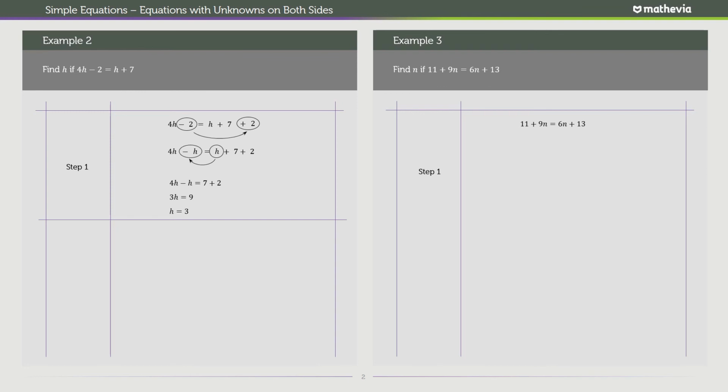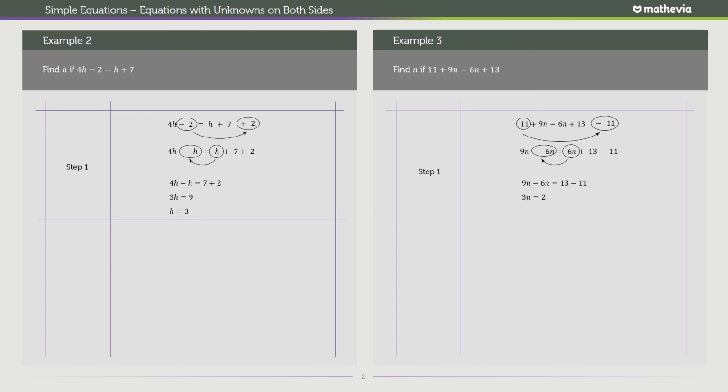Now we're going to move 11 over to the right, and this becomes minus 11. We're left with 9n equals 6n plus 13 minus 11. Now we're just going to move 6n over to the left, and we have minus 6n. Basically what we have in the end is 9n minus 6n equals 13 minus 11.